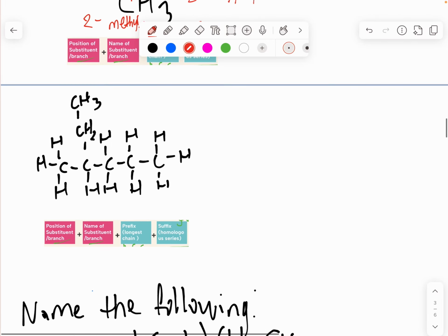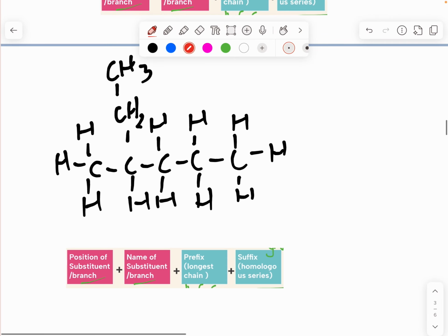Next one, I believe we're at number 5 now. Once again, we identify the longest continuous carbon chain. If I go this way, I see 5 carbons. If I go this way, I see 6 carbons. So I'm going to stick to that way.